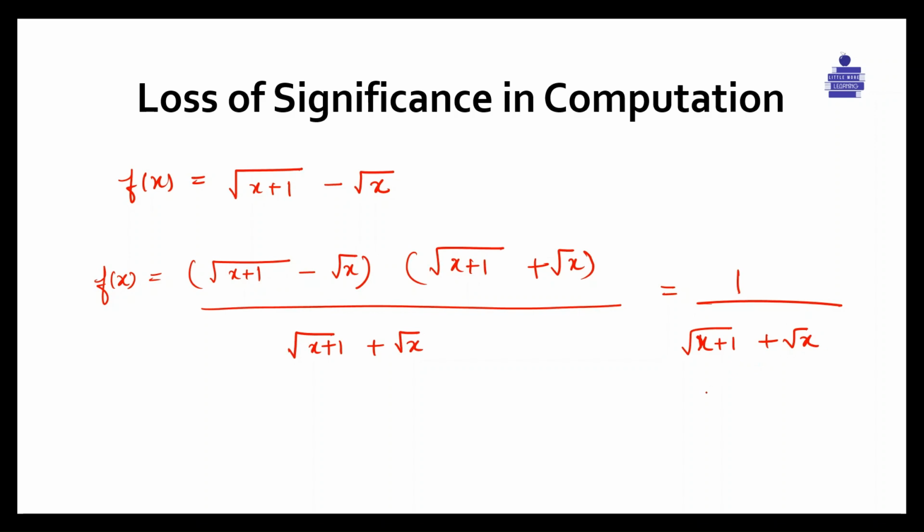The prevention techniques for loss of significance include using alternative formulations to reduce the subtraction of nearly equal numbers. Like here, we try to reduce the subtraction of nearly equal numbers by rationalizing it. Next, we can increase precision wherever it is required, and lastly, normalize the data before computation.